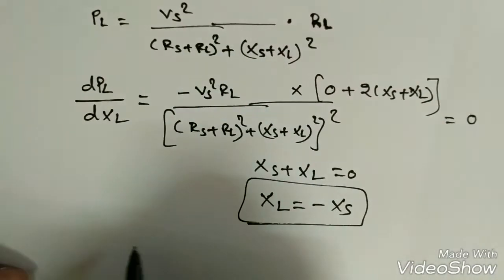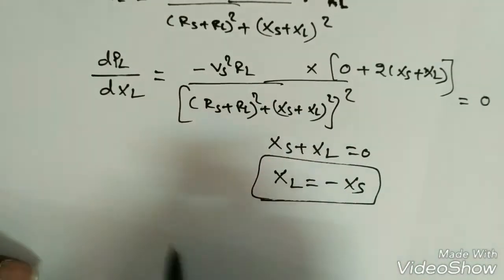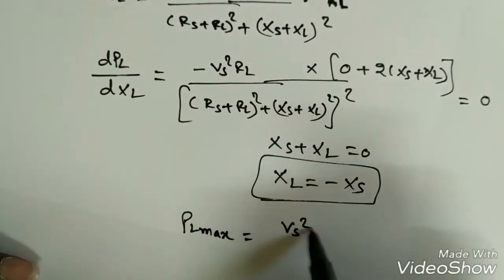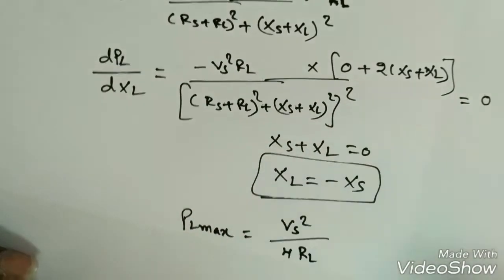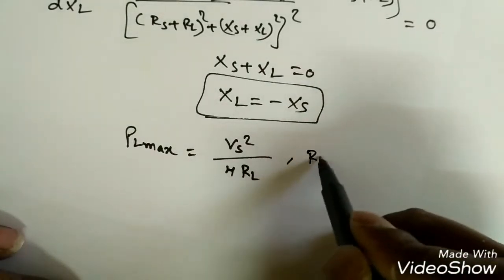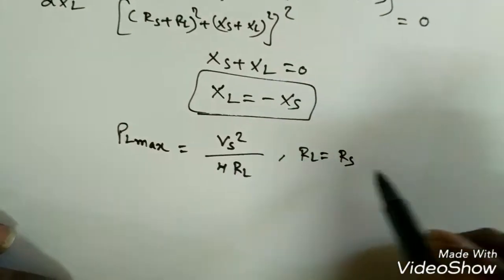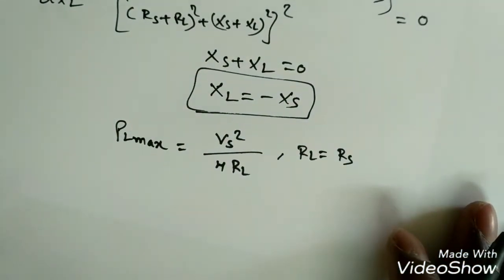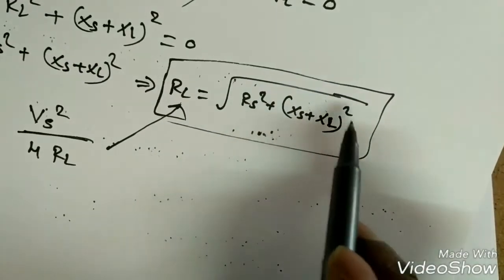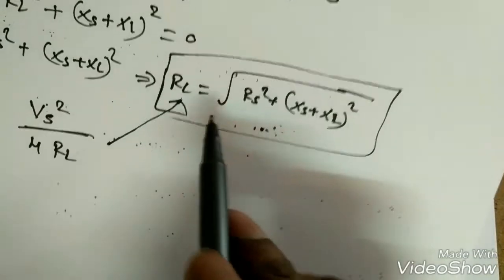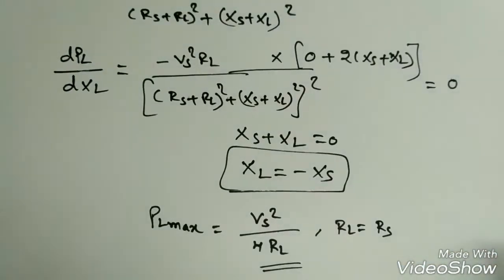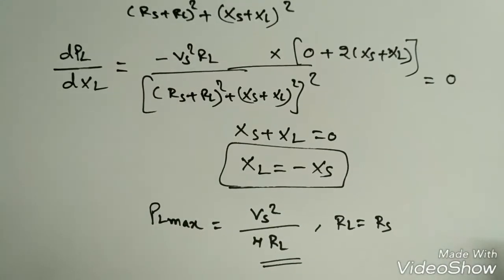So that is the power dissipation, that is again PL max is equal to Vs square by 4 into RL, and here RL is nothing but Rs, because XL is equal to minus Xs. In the previous expression for case A, we got Rs square plus Xs plus XL whole square, so this will become 0, so RL is equal to Rs, right? So this is the condition for case 2, part B.